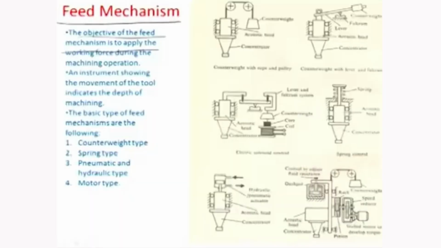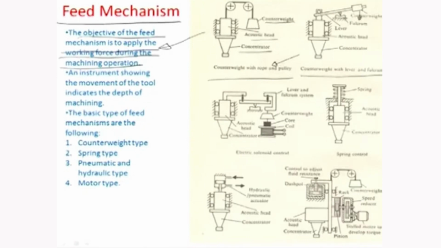So the objective of the feed mechanism here is to apply the working force during the machining operation. That is another objective, because you are forcing the vibrating tool head onto the abrasives, and there are various mechanisms for feeding. For example, these are some intelligent mechanisms which have been shown. It can be counterweight with rope and pulley. Okay, there is a concentrator, there is an acoustic head, there is a counterweight. It can be a counterweight with lever and fulcrum. So this is the lever and fulcrum arrangement.